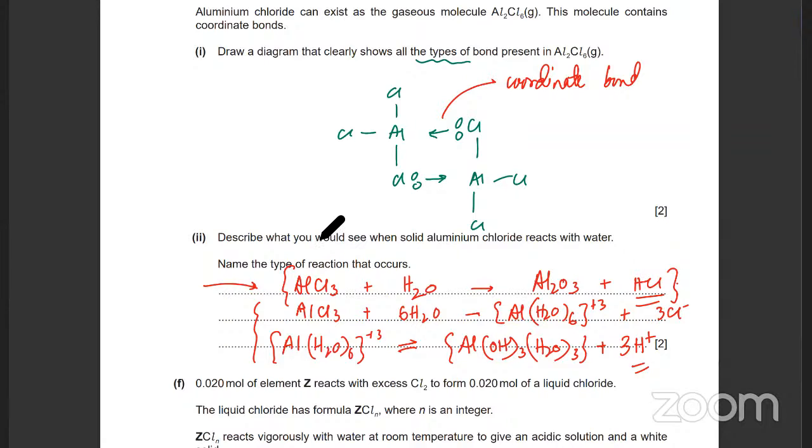And what you would see in this reaction, you'll see a white precipitate that would form, and you will see fumes of HCl gas that are going to be formed as well. So these are the two things that you're going to see in this question. Is that clear? So there was no need for these equations. And also just a quick recap about this.